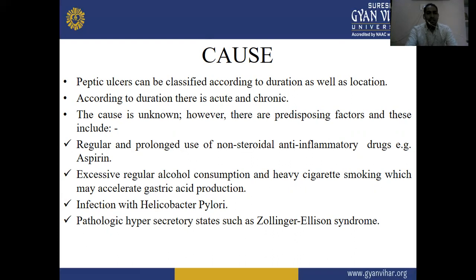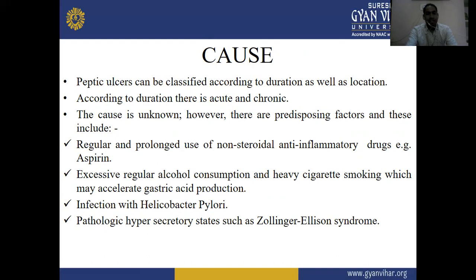Next is excessive regular alcohol consumption and heavy cigarette smoking, which may accelerate gastric acid production and cause peptic ulcer.